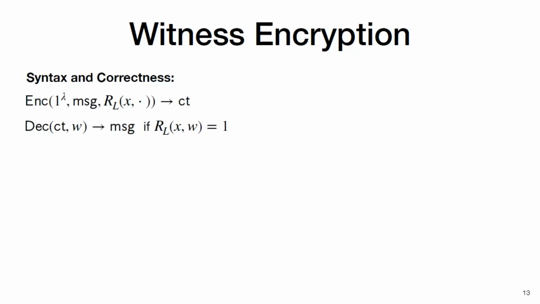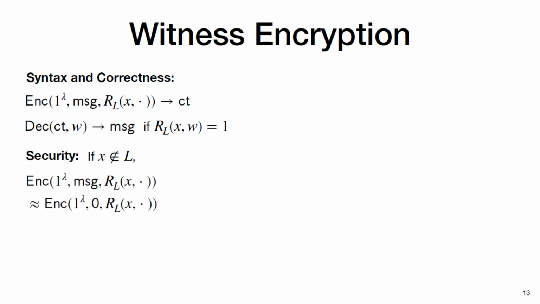Okay, so first starting with witness encryption. To define the syntax and correctness of a witness encryption scheme, well, there's an encryption algorithm that takes in a message and also a relation, an NP relation with some particular instance X for the relation. And with that, it produces some ciphertext. And the decryption algorithm, given the ciphertext and the witness, basically should output the message if the witness satisfies this relation.